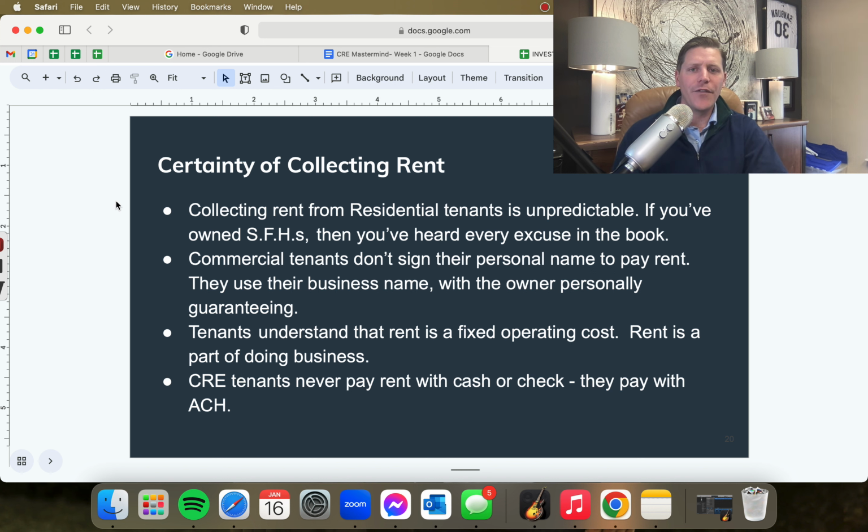But for commercial tenants, they don't sign their personal name to pay rent. So they use their business name. Their business is what's actually occupying the space. Of course, they personally guarantee the lease.